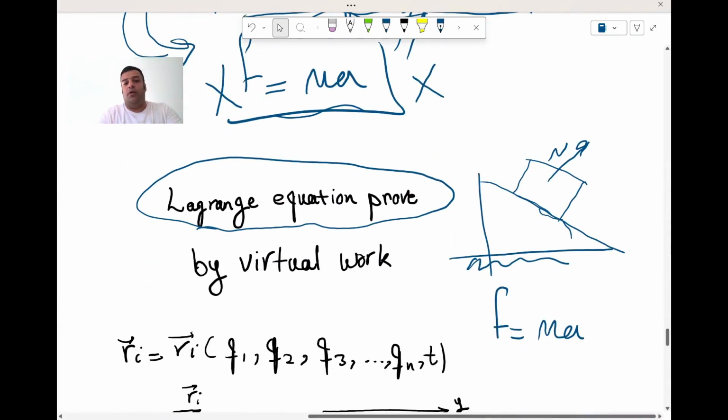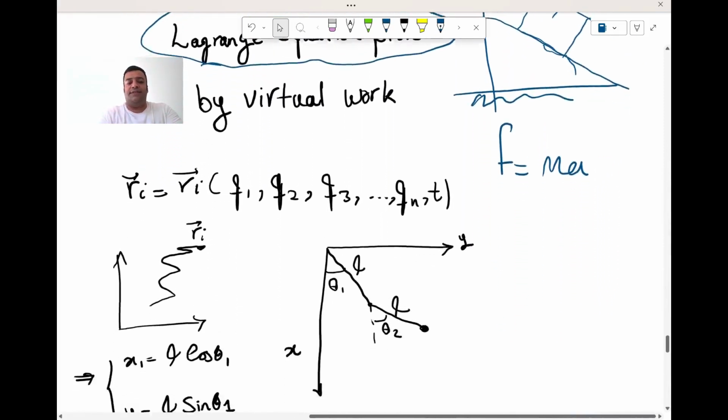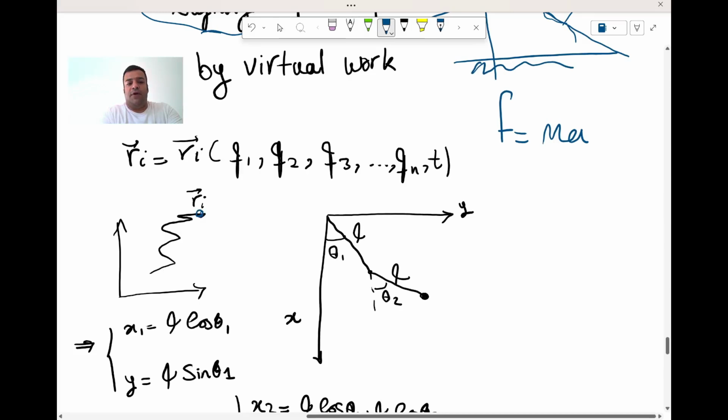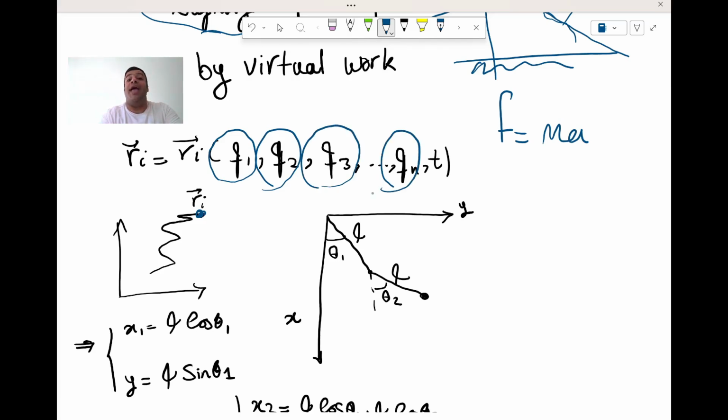What is the virtual work? At first, you consider one particle here, and you describe it not only in Cartesian coordinates but in polar coordinates. Your axes are q1, q2, q3, or qm at time t. For example, this particle at every time has some coordinates, something like polar coordinates.